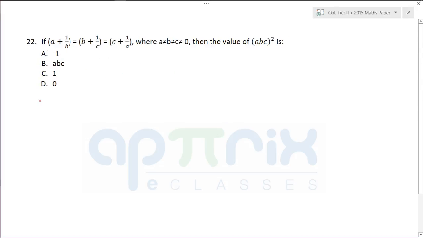Okay, moving to the next question. That says A plus 1 by B is equal to B plus 1 by C is equal to C plus 1 by A, and they're asking what is (A, B, C) whole square.